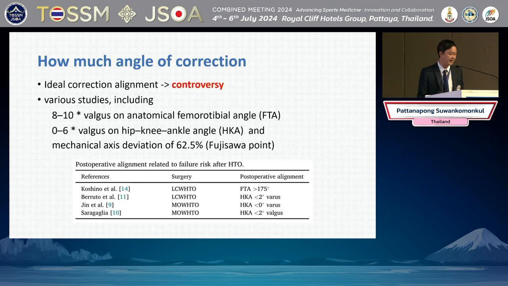So how much angle do you need to correct? We don't have an ideal correction angle. It's still controversial. Some papers said about 8 to 10 degrees in the anatomical axis. Some studies show 0 to 6 degrees varies, 0, 1, 2, 3, 4, 5, 6, depending. So in the lower table, they show what angulation of correction will fail. If the anatomical axis is less than 2 degrees valgus, it should fail.